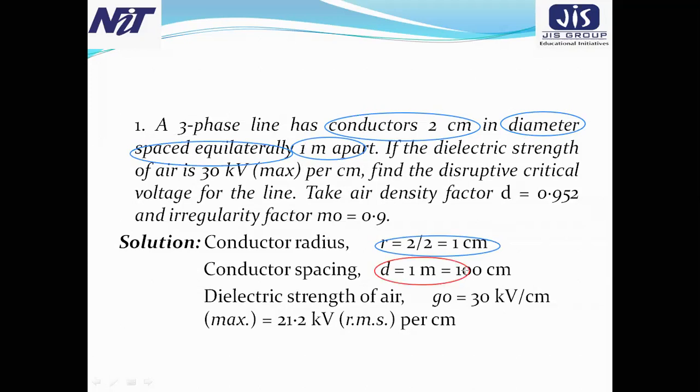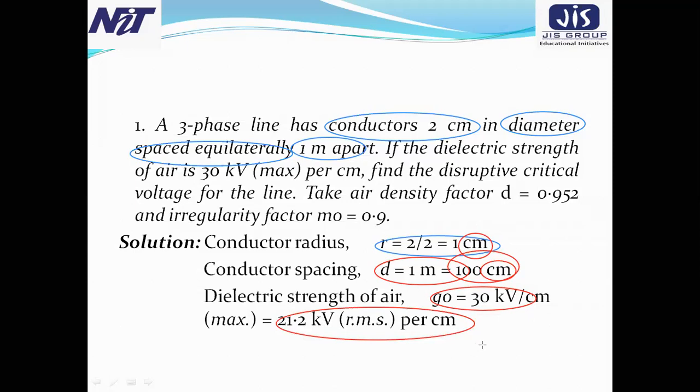1 meter means we have to convert it to centimeter, because the radius we are considering is in centimeter. So the conductor spacing must also be in centimeter. Otherwise, there will be a problem of units, and the ultimate result will be wrong. The dielectric strength of the air, that is G0, is 30 kV per centimeter max, or we can say 21.2 kV per centimeter.